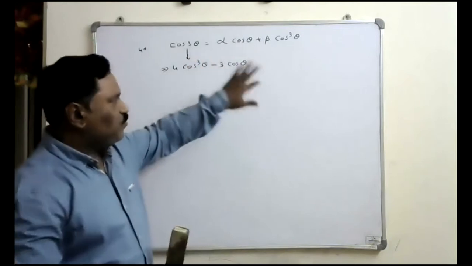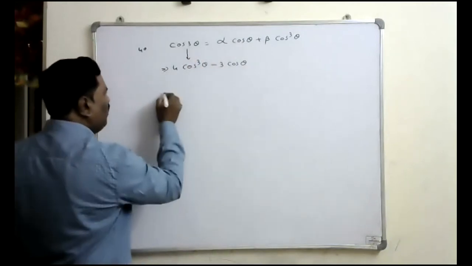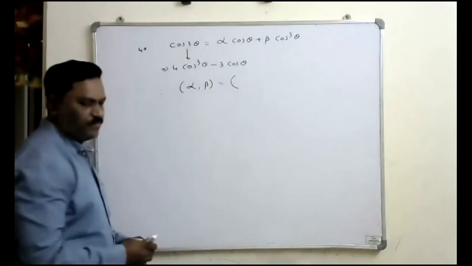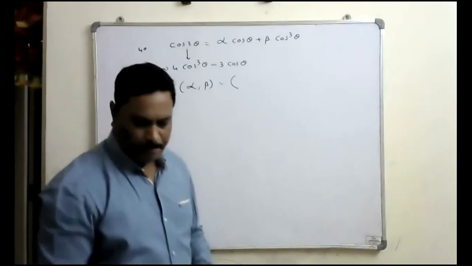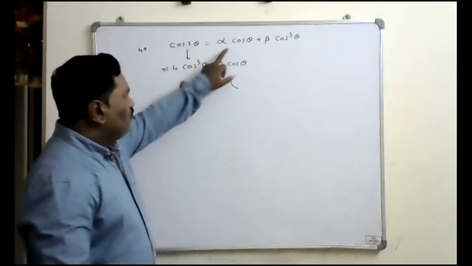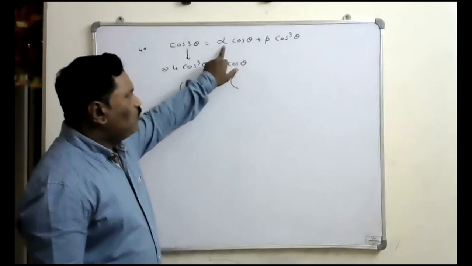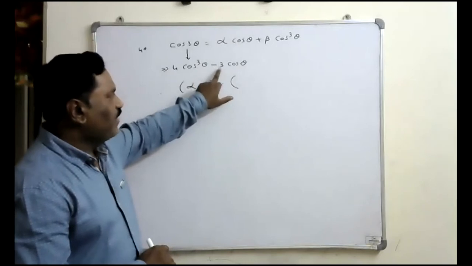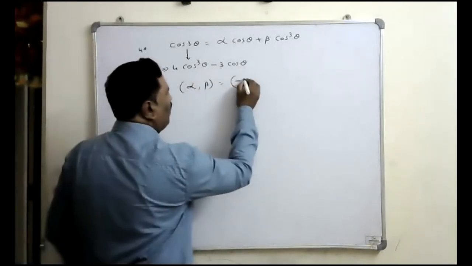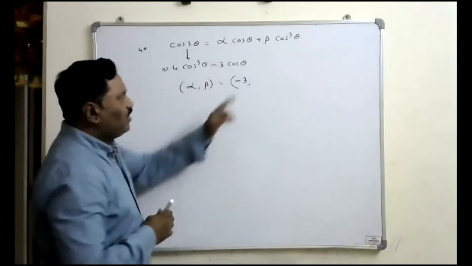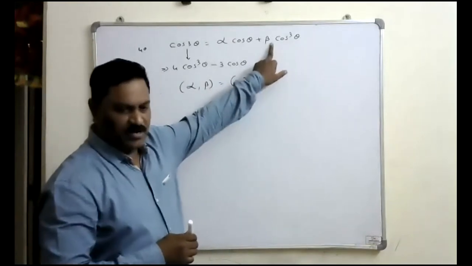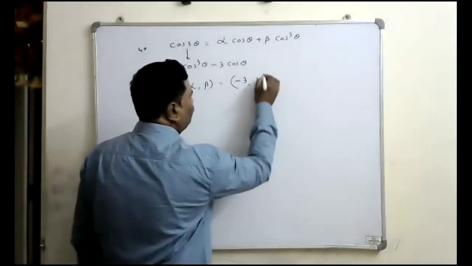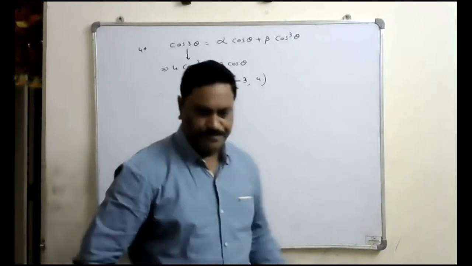Now, if we compare on both sides, tell me what is the value of alpha and beta? What is the alpha value? Alpha represents the coefficient of cos theta. So what is the coefficient of cos theta? It is -3. That's why the alpha value is -3. Beta represents the coefficient of cos cube theta. Here the coefficient of cos cube theta is 4. That's why the beta value is 4. These are the values of alpha and beta. Take that.